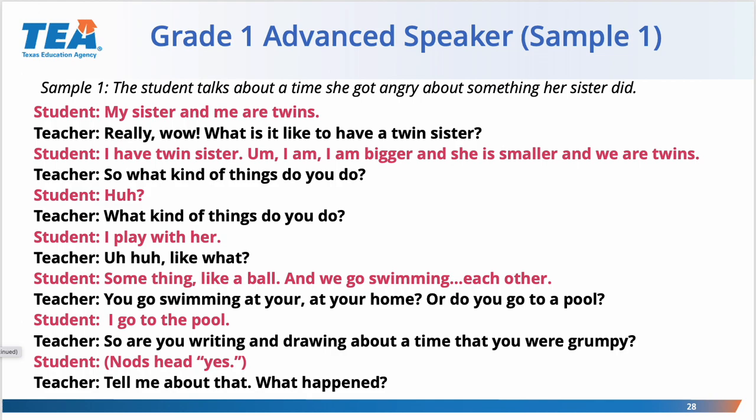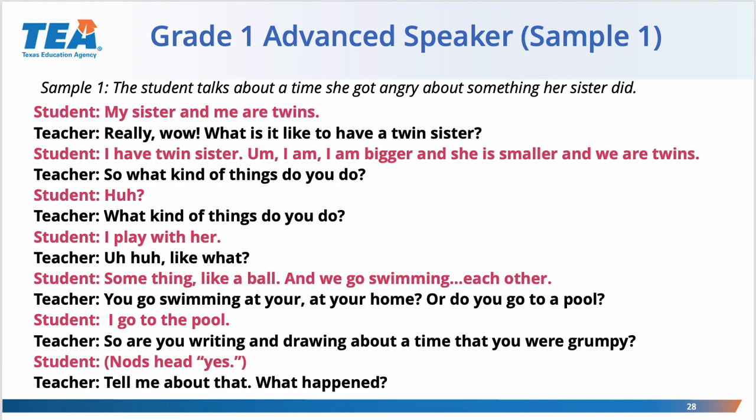My sister and me are twins. Really? Wow. What is it like to have a twin sister? I have a twin sister. I am bigger and she is smaller and we are twins. So what kind of things do you do? Huh? What kind of things do you do? I play with her. Like what? Something like a ball and we go swimming each other. You go swimming at your home, or do you go to a pool? I go to the pool. All right.